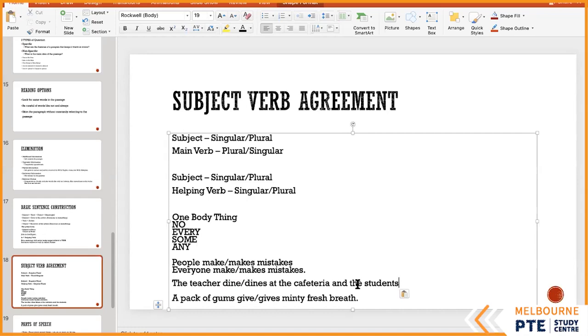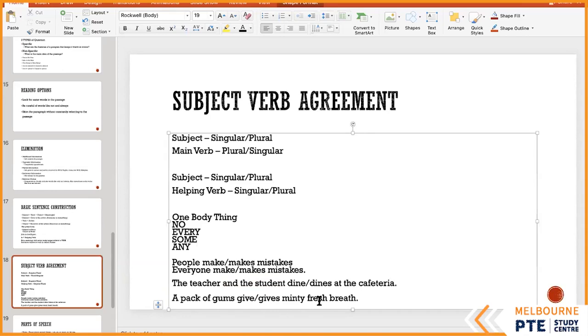Does that mean if there is and in the sentence, we need to change the form of the verb? Like if it is dines, then it's dine. Yeah, generally, that should be the case. So look at this. Now what? The teacher and the student dine or dines at the cafeteria?